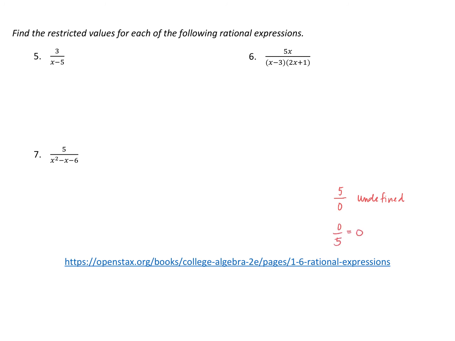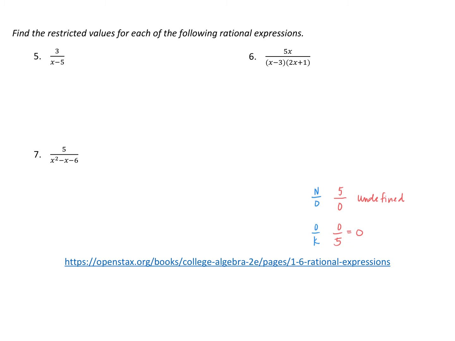So a professor once taught me a way to remember it, and it helped me a lot. If a 0 is on the bottom, it's a no. It's undefined. If a 0 is on the top, it's okay. That's 0. So if that helps, great. But the 0 on the bottom is a no-go. It's undefined. So that being said, a rational expression is a fraction, and it has a variable in the denominator.